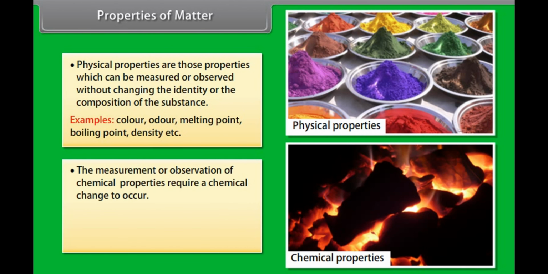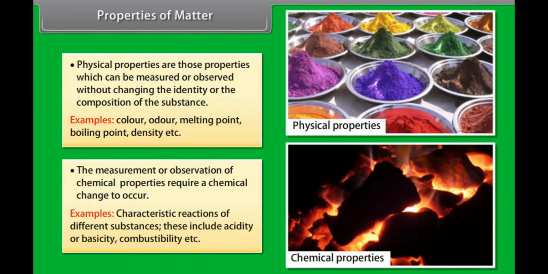The measurement or observation of chemical properties requires a chemical change to occur. Examples: characteristic reactions of different substances. These include acidity or basicity, combustibility, etc.